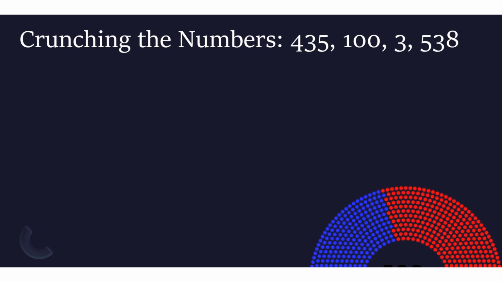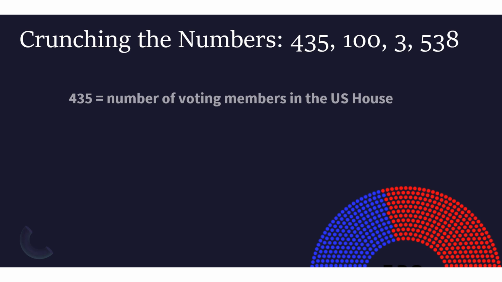So these are the numbers: 435, 100, 538. What does all that mean? Well, I'm going to show you how we determine how many votes each state gets. Now we're looking at electoral votes. These numbers represent electoral votes, and we're going to divide these electoral votes between the states. So 435 equals the number of voting members in the U.S. House. You may remember that from our look at Congress.